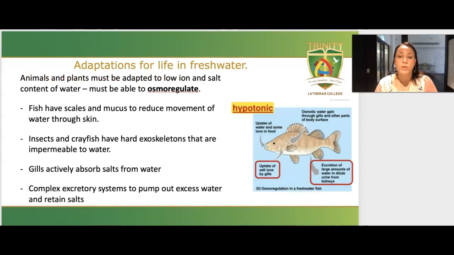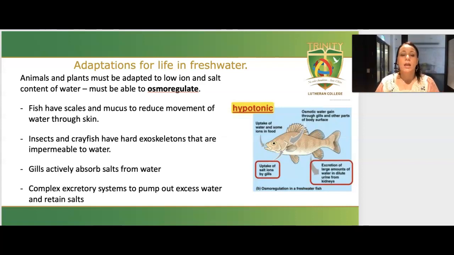Adaptations to life in freshwater. What does it take? So if you are a fish living in freshwater, you are effectively living in a hypotonic solution. You need to be able to osmoregulate, because osmosis is going to make the water move from an area of high concentration of water to low concentration of water. So compared to the outside environment, there are more water molecules on the outside than on the inside of their body, because we've got proteins and sugars and all sorts of other ions inside the fish. Therefore, water is going to move into the fish and blow it up.